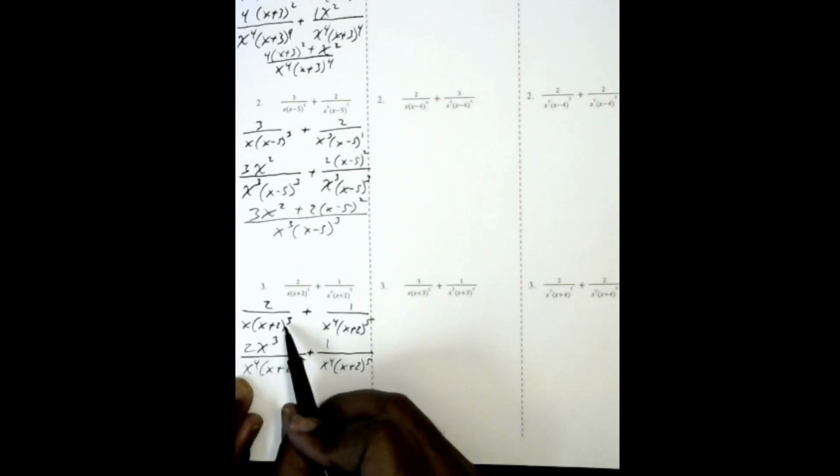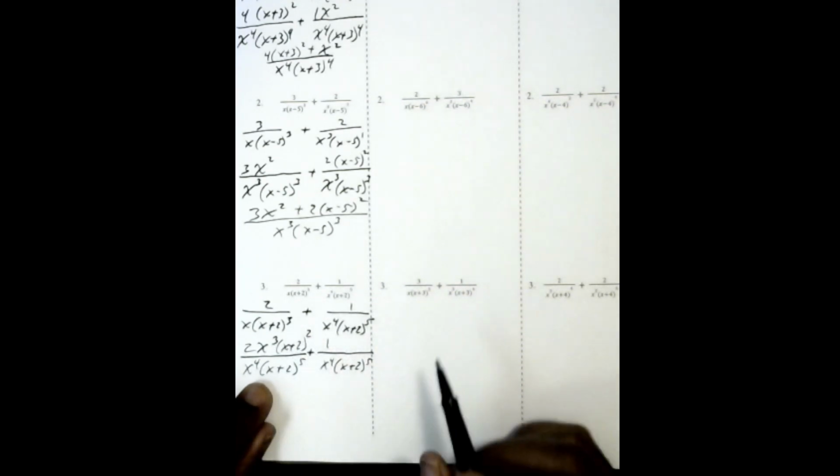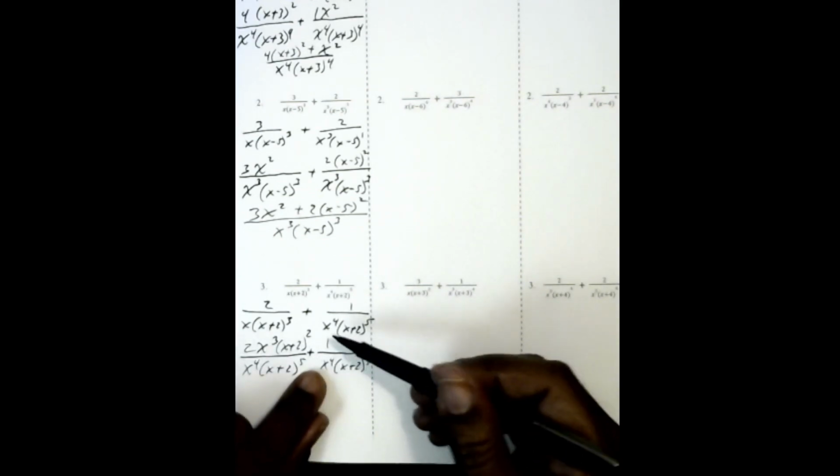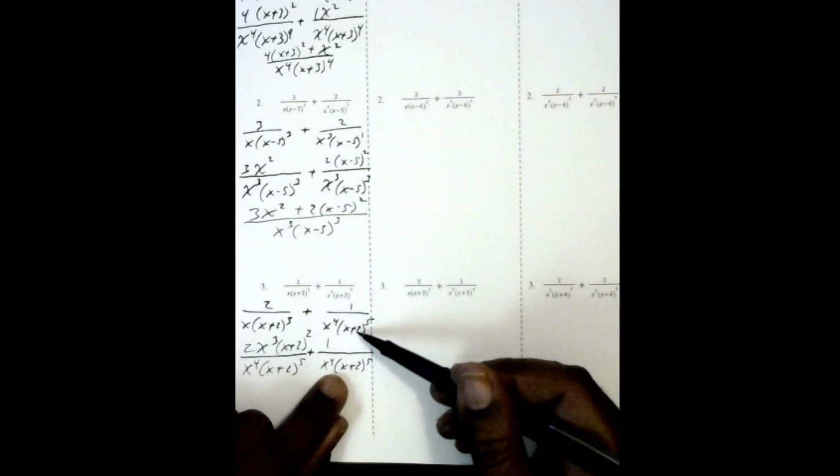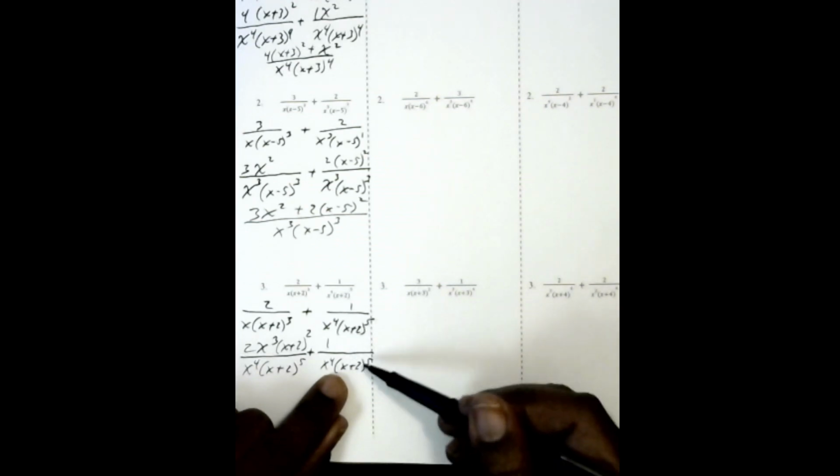The x plus 2's, there were 3 of them here, but now there are 5. So we added 2 more x plus 2's here. Okay, over here we have x to the fourth, so we didn't add any more x's. We have 2x, x plus 2 to the fifth, so it's 5 of them here. There's 5 of them there, so we didn't add any more. So there's nothing to be added to the numerator.